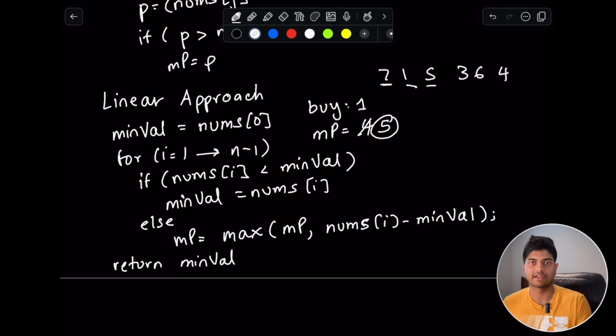0 is not going to be smaller than the negative number, so it's always going to end up being 0. And, oops, I wrote min value here. We're going to return max profit, right? So max profit will be returned there.